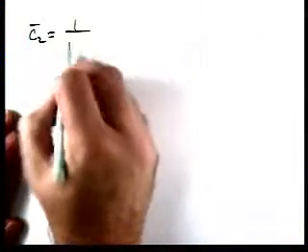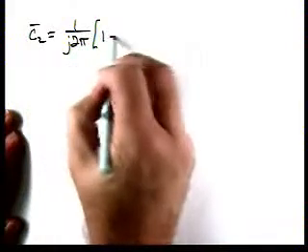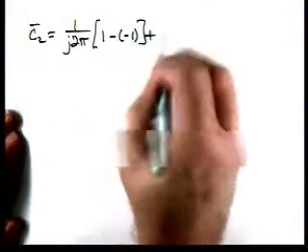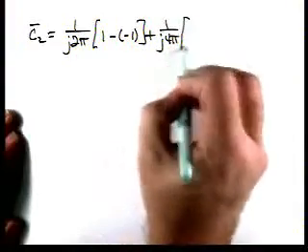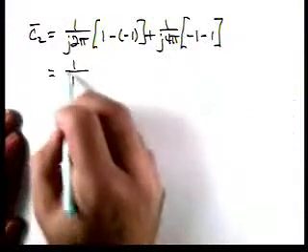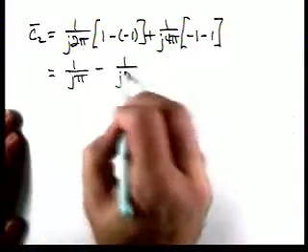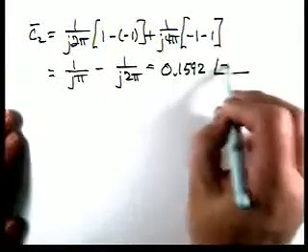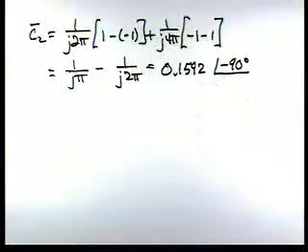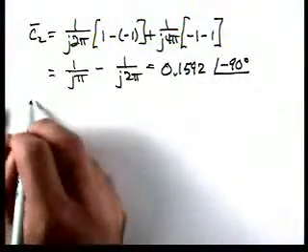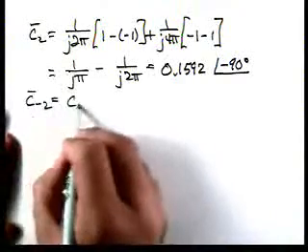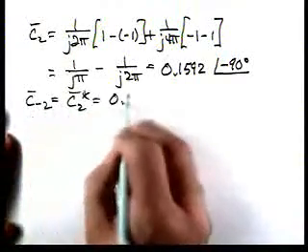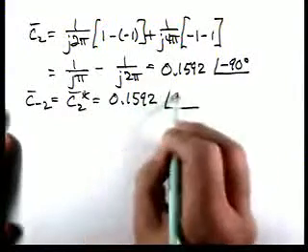So C2 is 1 over j 2 pi times 1 minus minus 1, plus 1 over j 4 pi times minus 1 minus 1, so we have 1 over j pi minus 1 over j 2 pi. That's 0.1592 at an angle of minus 90. C of minus 2, we know, is the conjugate of C2, so it's 0.1592 at an angle of plus 90.